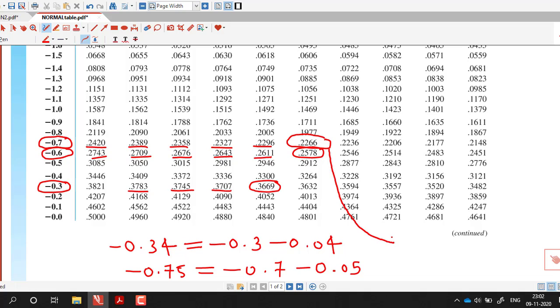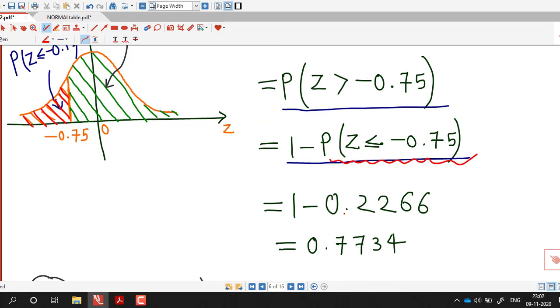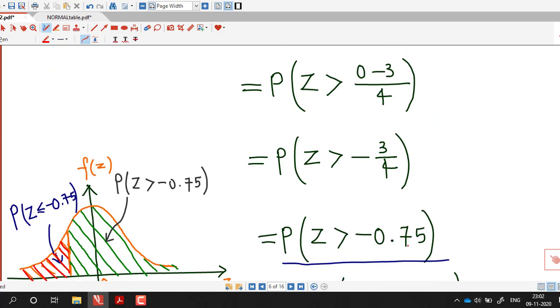So this is the probability that capital Z is less than or equal to minus 0.75. So it is 0.2266. Okay, so it is written here, and the answer is 0.7734.